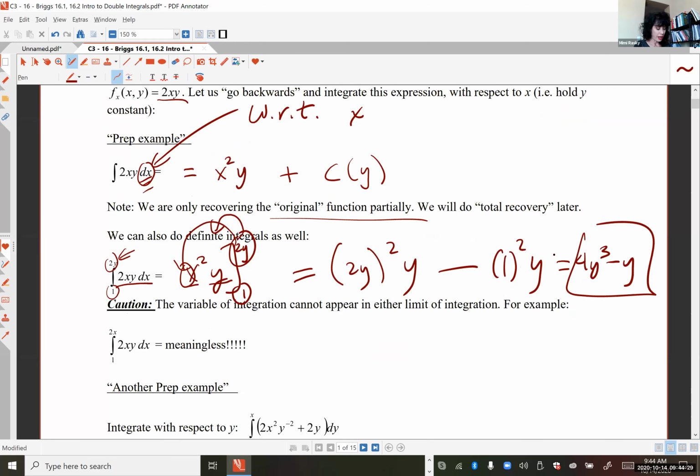Okay. So we still have training wheels on right now. You're not ready for a double integral yet. We're still doing training wheels, prep examples, you know.